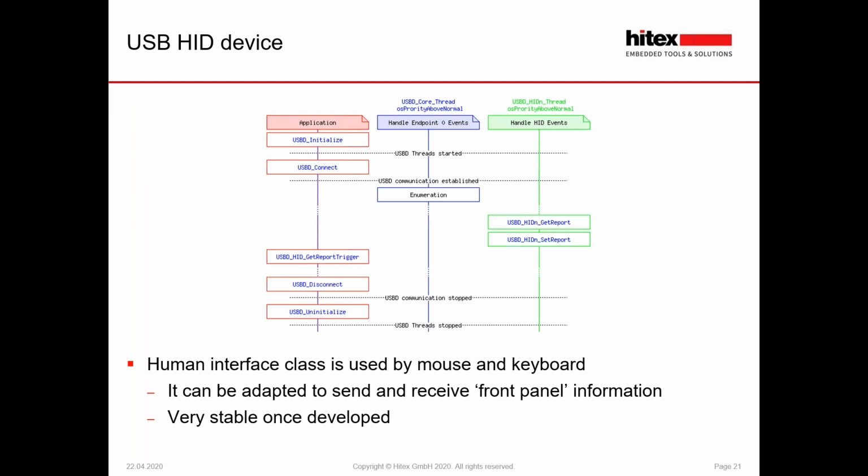Another choice for getting data to and from a chip is to use the HID device, a human interface device. This is the driver that's on every version of Windows, and it's typically used to control mouse and keyboard. However, we can adapt it so that we can send front panel type information, things like switching on LEDs or seeing what switches are set. And it then provides a very reliable interface between a host and the device.